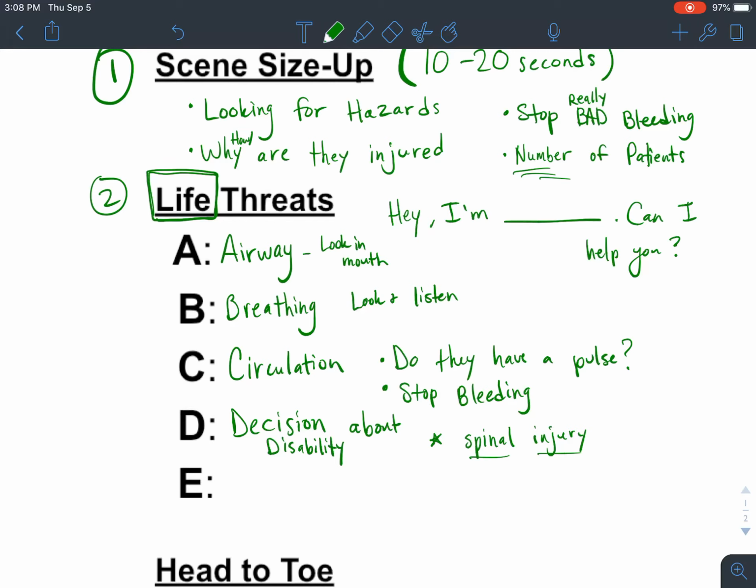If it is, this is the point we need to say, hey, just please don't move, because you might have done something that could have hurt your spine. And that's where all those nerves run through that give us all of our awesome abilities to move and run and jump and talk and eat and digest our food and all that good stuff. E stands for expose.